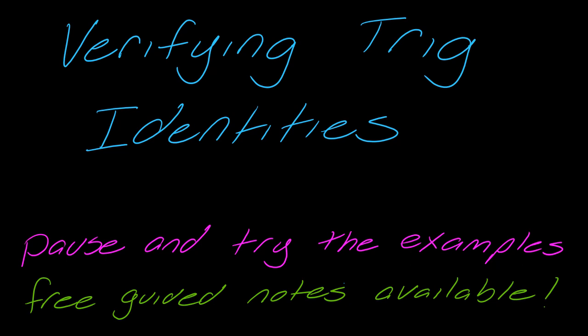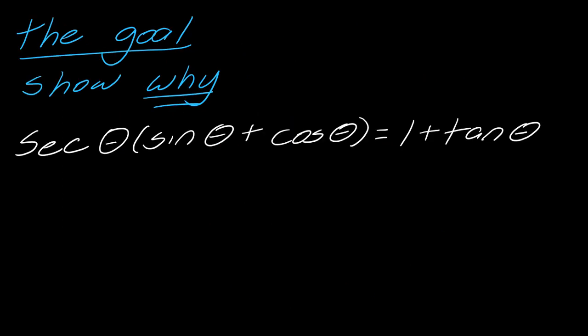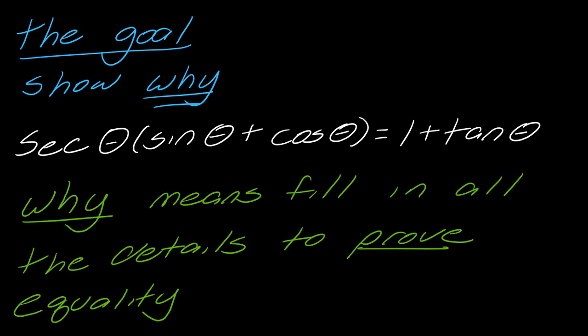So we're going to talk about verifying trig identities, which can be a little tricky or triggy, but okay, verifying trig identities. Here's what it looks like. You're given some statement that looks like this, and you have to show why. And why means that you fill in all the details to prove the equality.